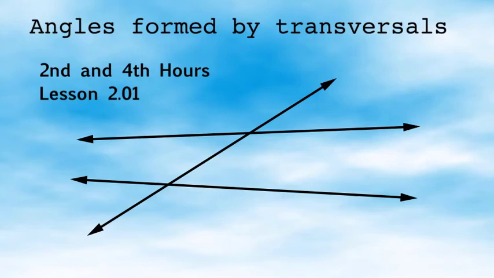So we are going to start Unit 2 by looking at relationships between intersecting lines and the angles that are formed from these intersecting lines. Again, this lesson is for second and fourth hour regular geometry. Advanced, we'll be getting into this a little bit later on, before we get off on a little side chapter.